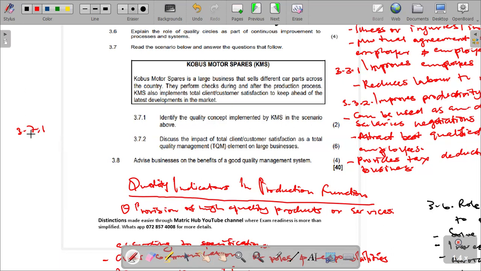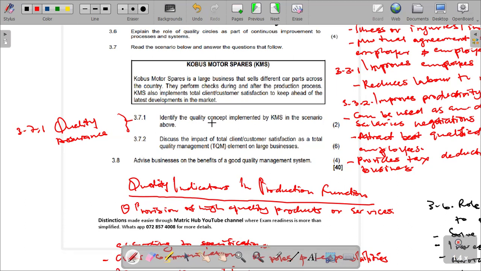The answer in this regard should be quality assurance. They are actually making sure, during the production process and after the production process, in order to avoid inconveniences. So it is 3 points. The quality concept implemented is quality assurance in this respect.